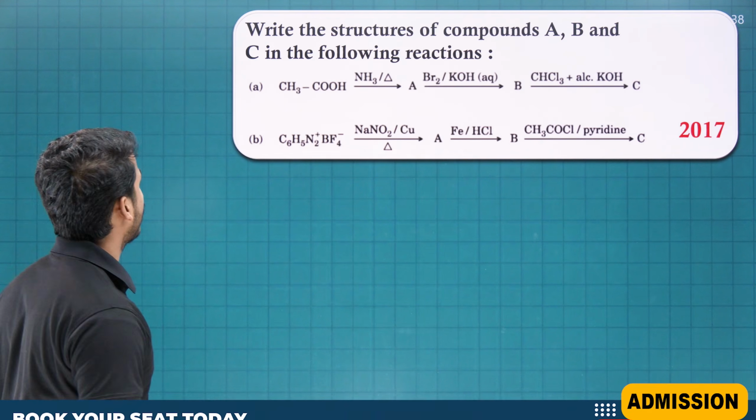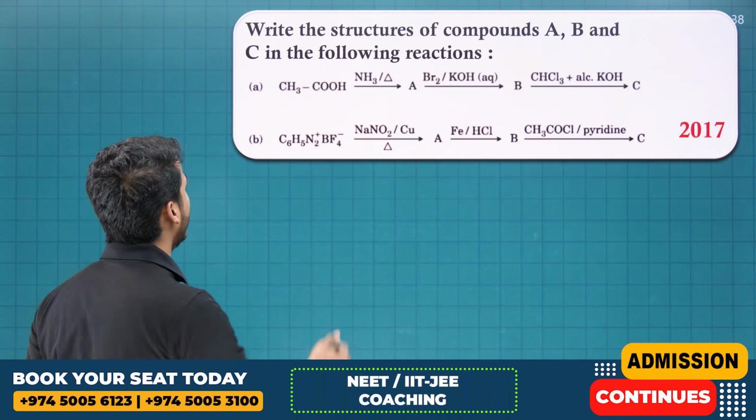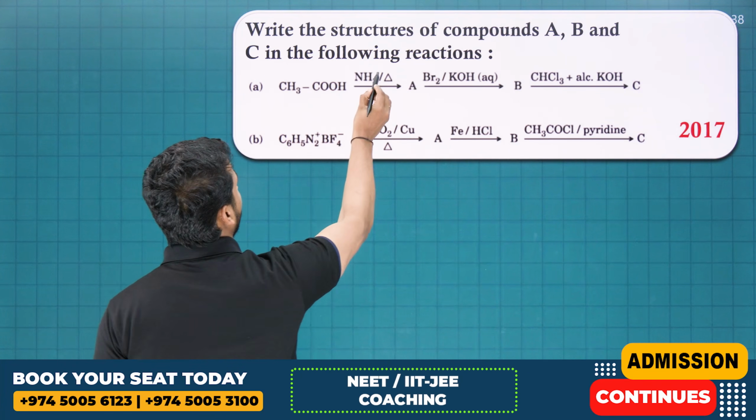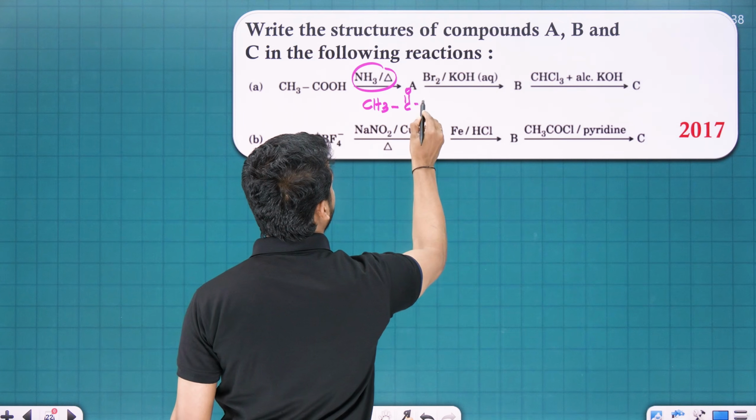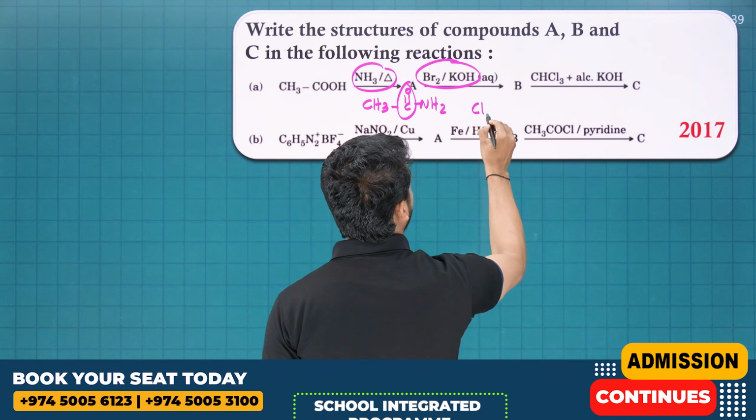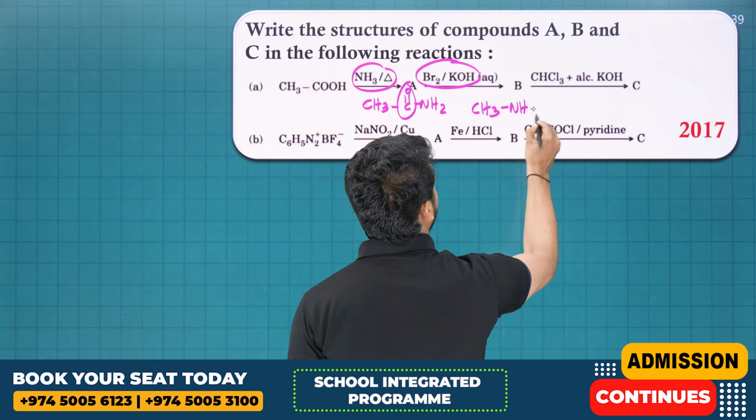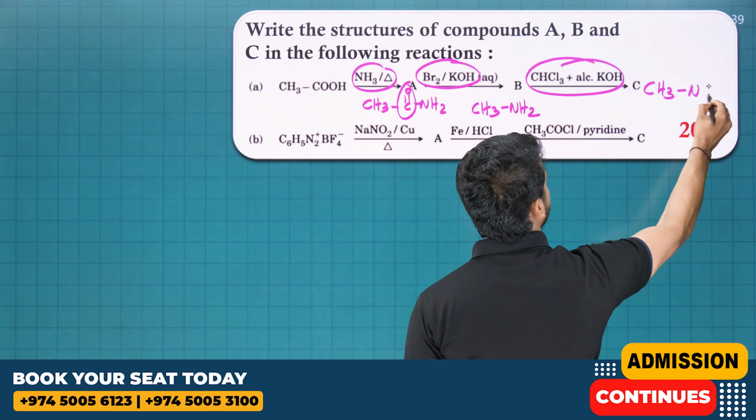Clear all? 2017, complete the reaction. It's a repetition again. This is ethanoic acid, which when treated with ammonia gives an amide. Amide on Hoffmann reaction, the CO group is cut, and we get an amine. Amine on carbylamine reaction gives isocyanide, NC.